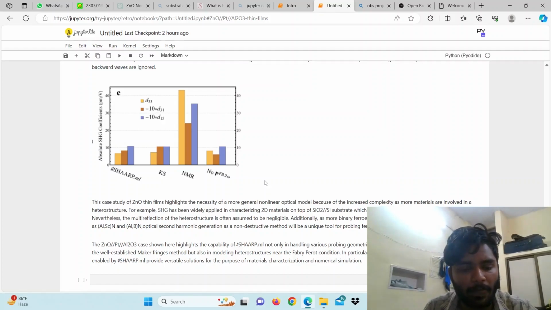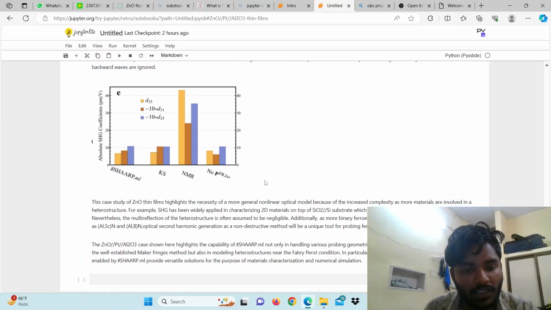For example, SHG has been widely applied in the characterization of 2D materials on top of SiO2 on Si, a substrate which is highly reflective in the visible region. Nevertheless, the multiple reflection in the heterostructure is often assumed to be negligible. And as more binary ferroelectric semiconductors are being discovered, such as AlScN and AlBN, optical second harmonic generation, as a non-destructive method, will be a unique tool for probing ferroelectricity.